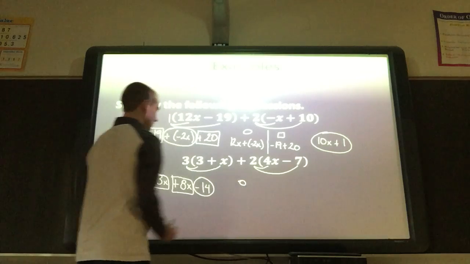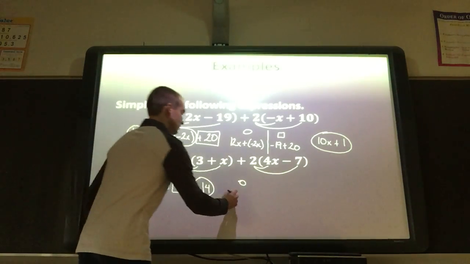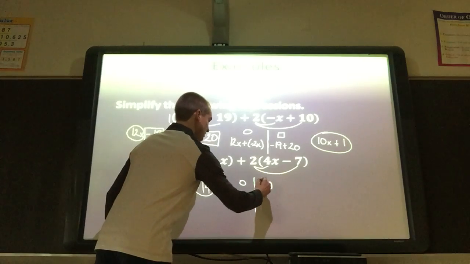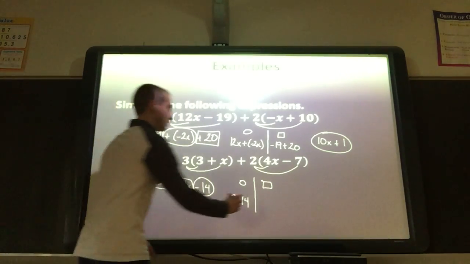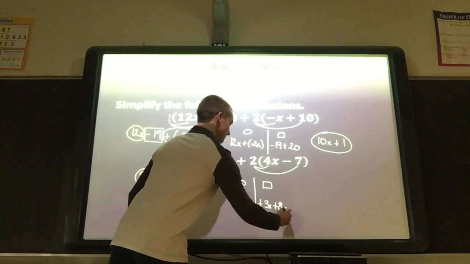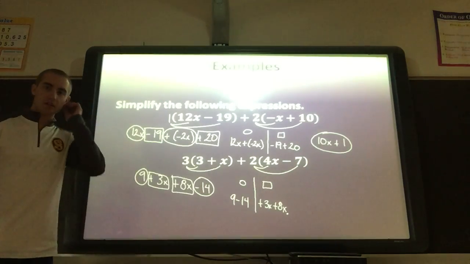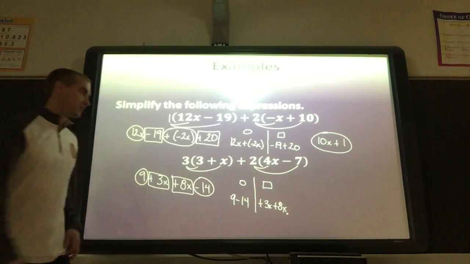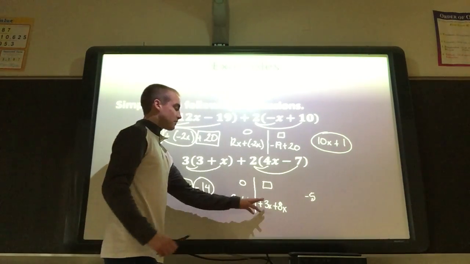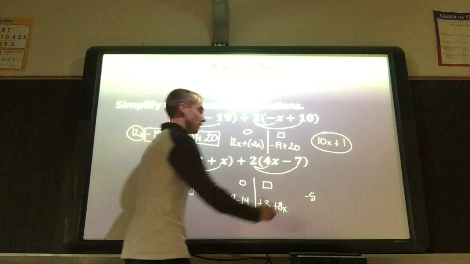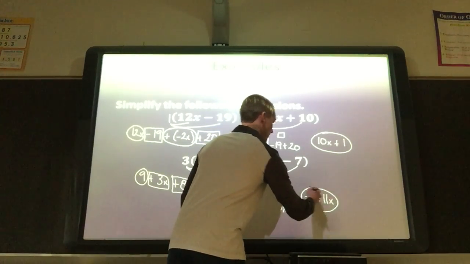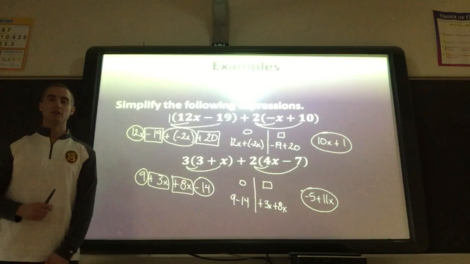Come over here, everything we've circled, 9 minus 14, and then everything we've boxed, which would be plus 3x and plus 8x. Well, 9 minus 14, we have 9 take away 14, that's going to get us negative 5. And then 3 plus 8 would be plus 11x. So negative 5 plus 11x, that would be our answer.